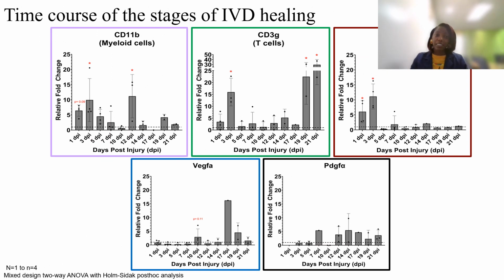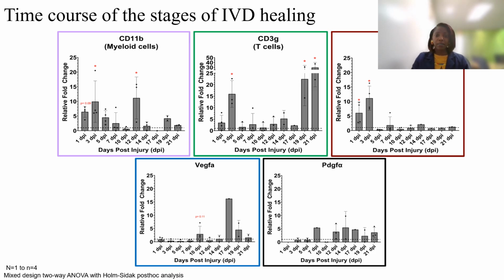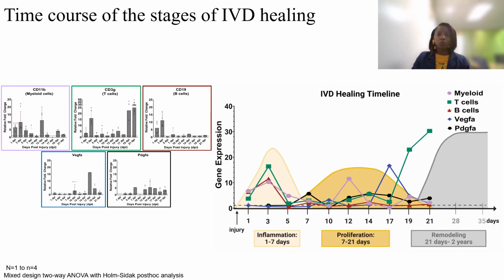For the longitudinal analysis, at each time point, we used 3 immune cell markers, CD11B, CD3G, and CD19, and 2 angiogenic markers, VEGF-A and PDGF-alpha, to determine the temporal regulation of immune cell infiltration and angiogenesis over the course of 21 days. A simplified view of these data show that the peak time of immune cell infiltration is 3 DPI, with T cells having the highest upregulation. T cells also return robustly at 19 to 21 DPI.